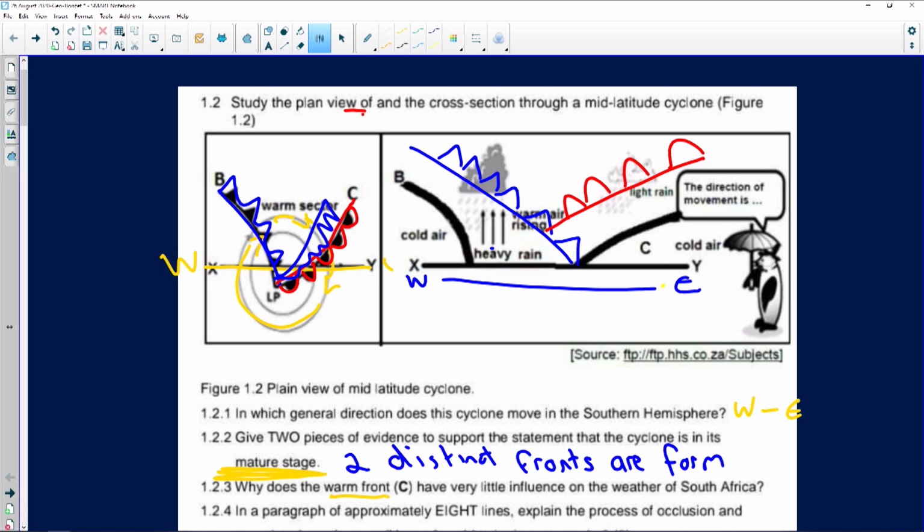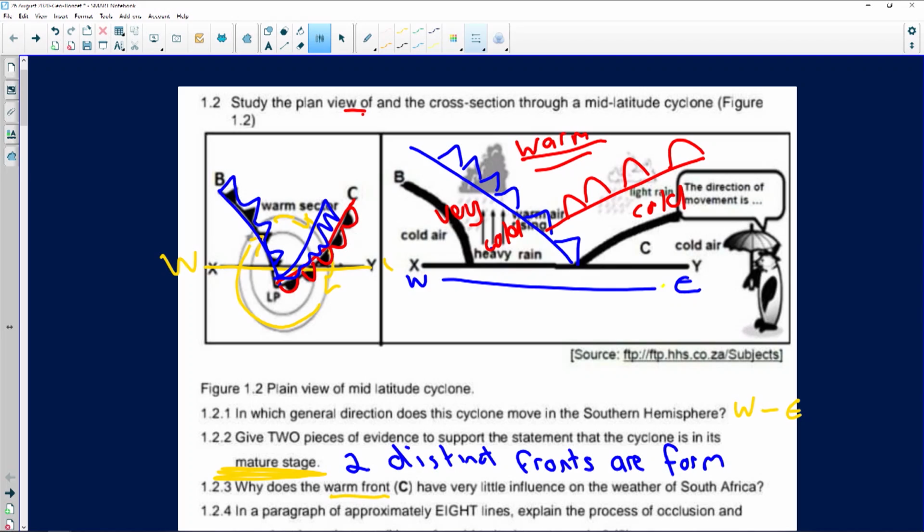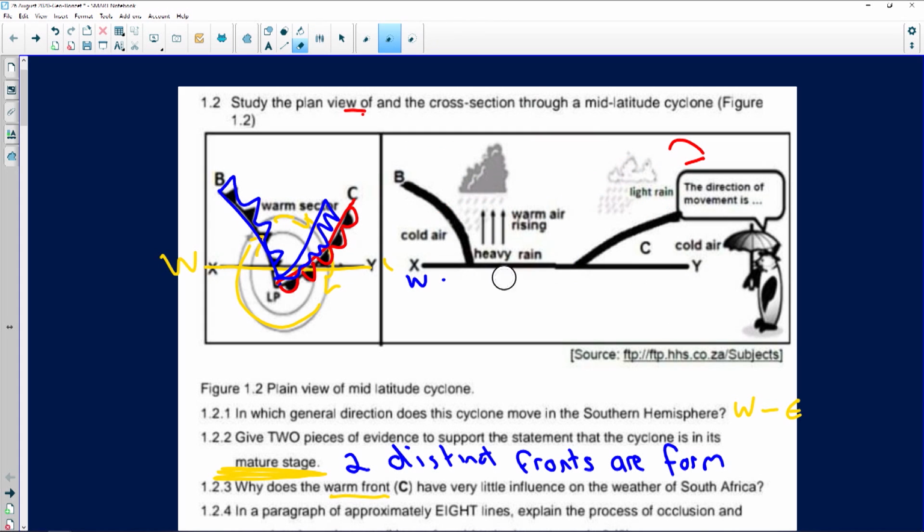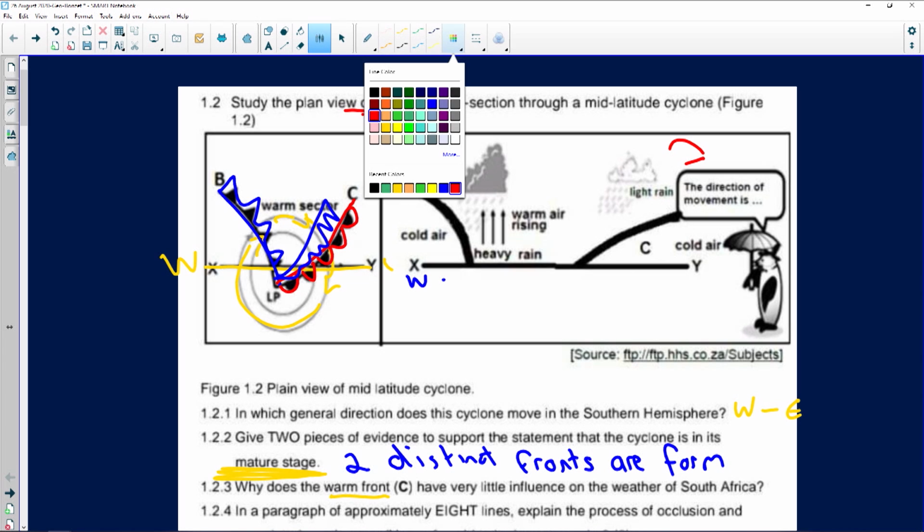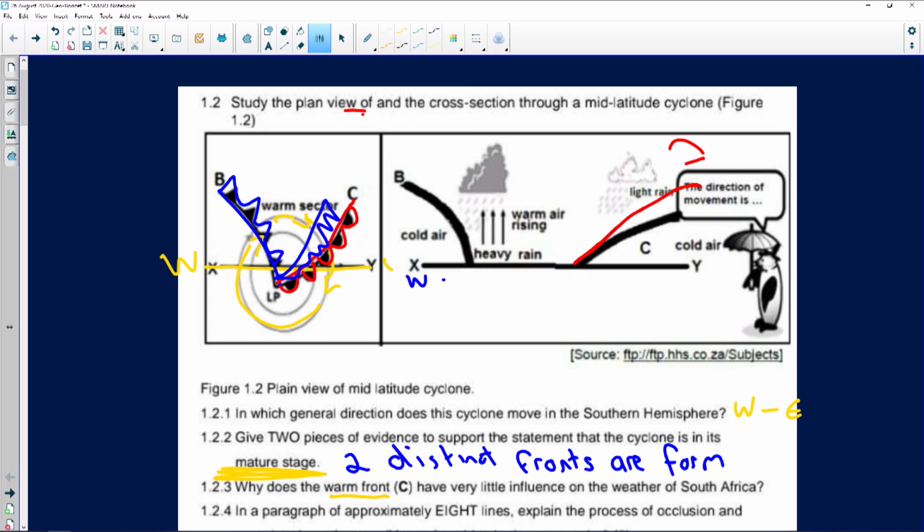What's the reason for it? Because the air behind the cold front is very cold and is colder than the air in front of the warm front. Remember, all the warm air has been displaced. That's a scenario with a cold front occlusion. Okay, warm front occlusion. Let's have a look. So what happens? The warm front attaches itself to the surface.